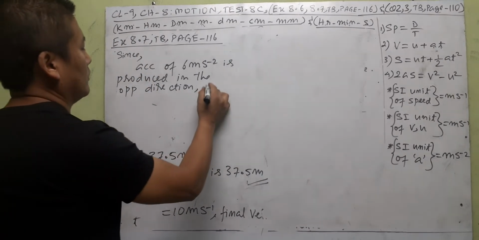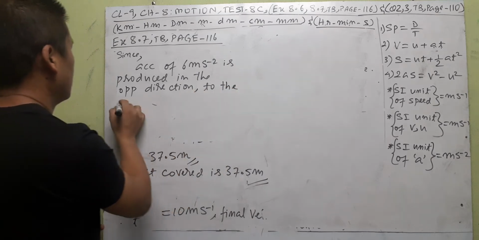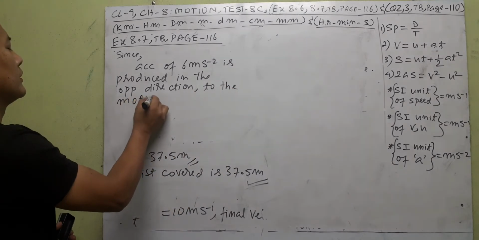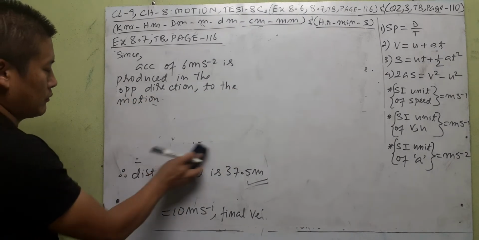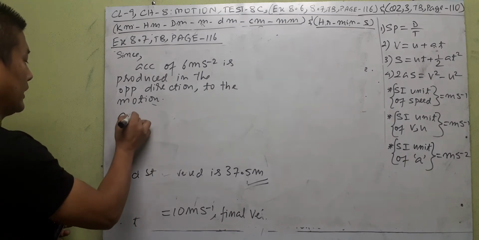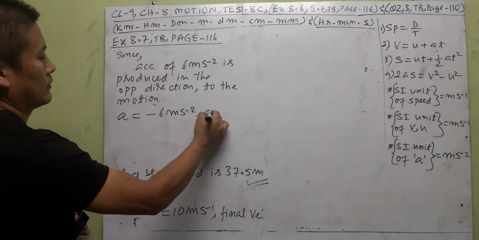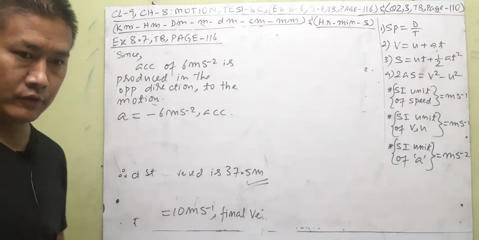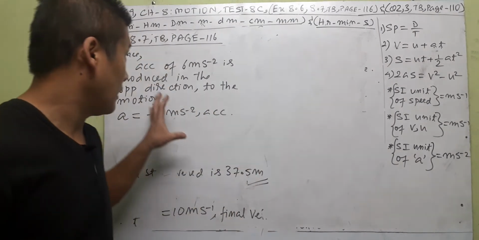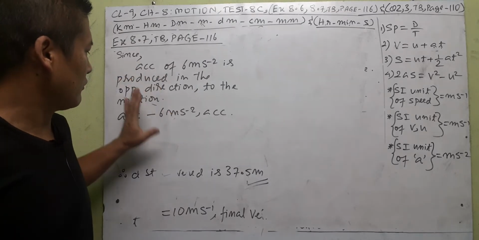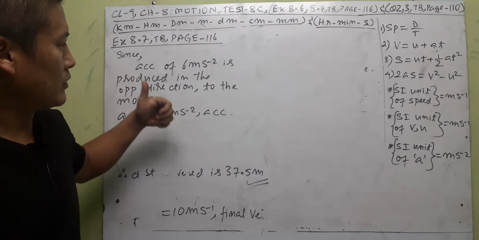So if acceleration is in the direction opposite to motion, because of this statement, we have to write a equal to minus 6 meters per second square. So it's a negative acceleration. We learned that already, right, in the previous numericals. So clearly if the textbook mentions it, we have to write minus. If they didn't mention, then it's positive.